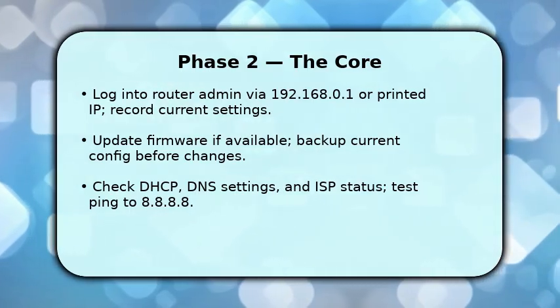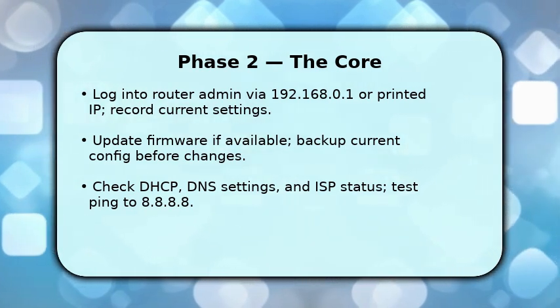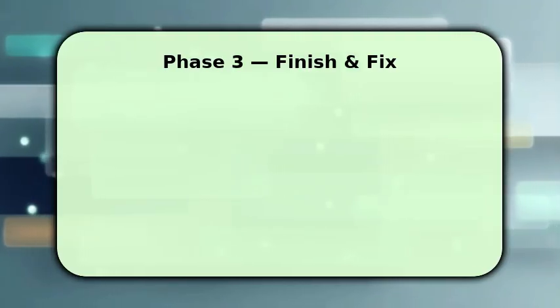You finish by applying the stable configuration or, if corruption persists, performing a factory reset after saving your backup. Re-enter only essential settings: Wi-Fi name, password, and security mode.